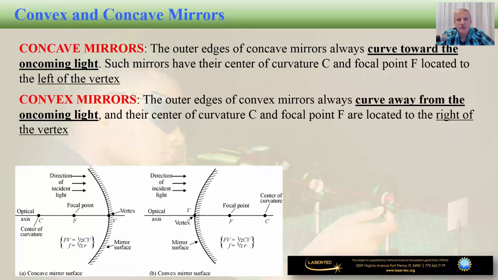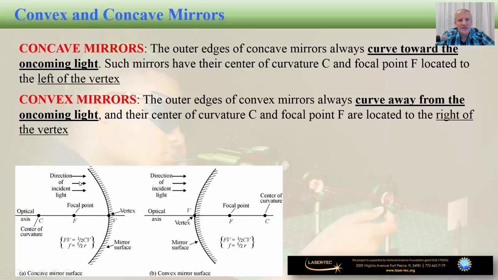We already mentioned that there are 2 different types of spherical mirrors, namely convex and concave mirrors. In the case of a concave mirror, the outer edges always curve towards the oncoming light. Such mirrors have their center of curvature C and focal point F to the left of the vertex. Again, under the assumption that the incident light is coming from left to right, both the center of curvature C and the focal point F of a concave mirror are positioned to the left relative to the mirror.